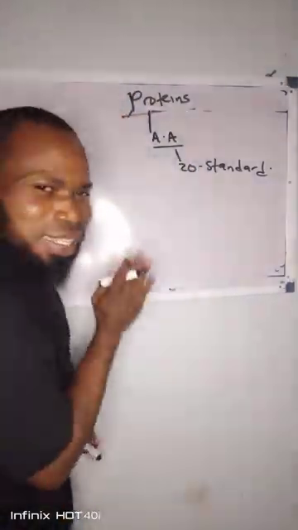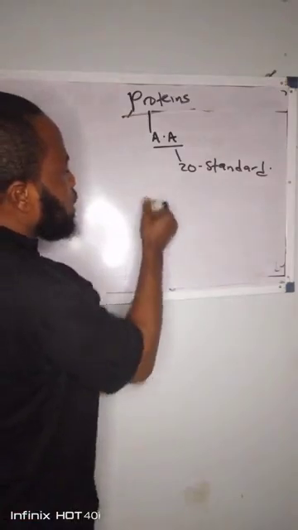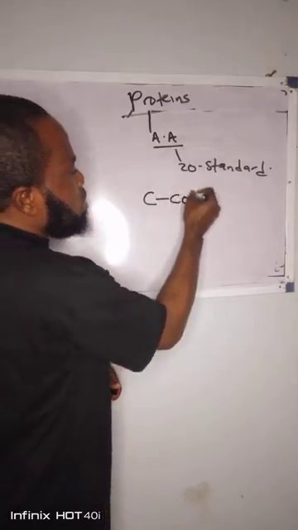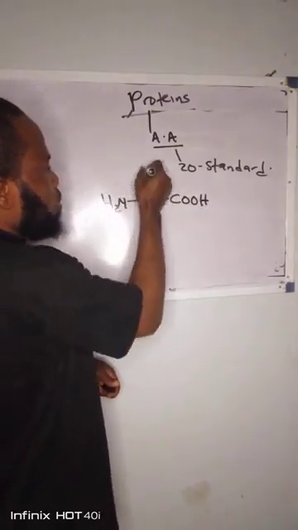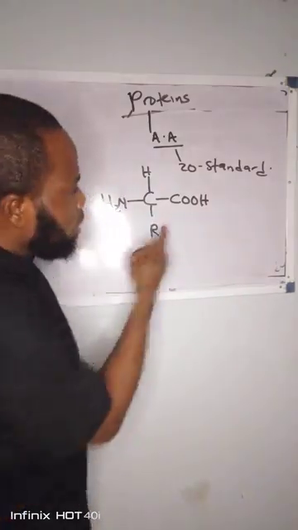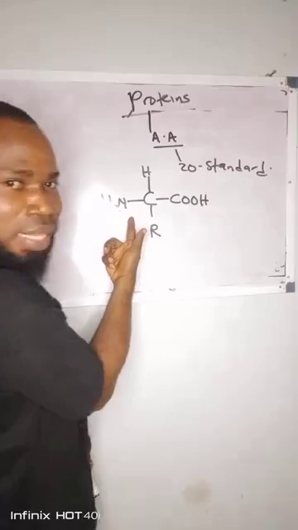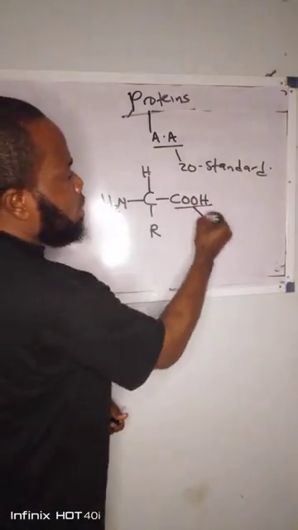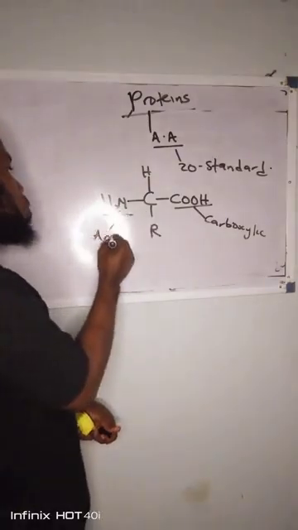Now, what is the basic structure of an amino acid? An amino acid is represented with this. This is the basic structure of an amino acid. Now, you can notice that this amino acid has a carboxylic group. This is a carboxylic group, and it has an amino group, the NH2 group. So it has both a carboxylic group and, of course, an amino group.